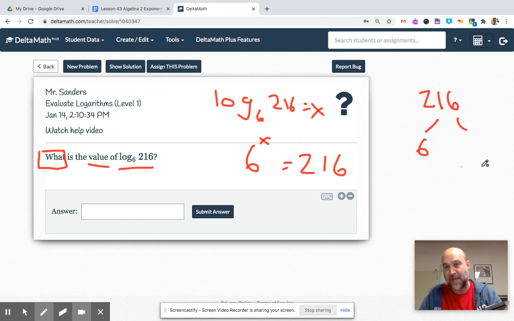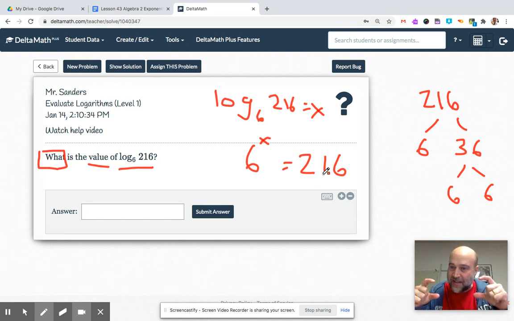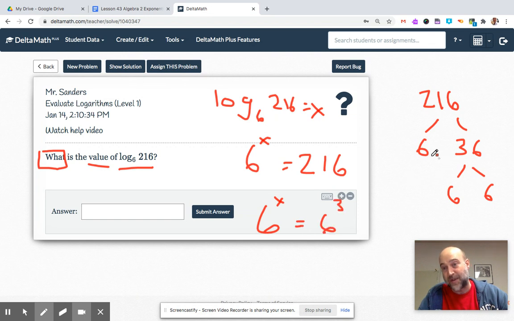I'm looking for those same bases. I'm doing kind of like a prime factor tree, but making sure I have that same base, and then that's 6 times 6. So you have to rewrite it. The key is you have to have the same base. If the bases are the same, the exponents are the same. You don't have many other tricks other than this to use on it. So this is really 6 to the x equals 6 cubed, 6 times 6 times 6. If the bases are the same, the exponents have to be the same.